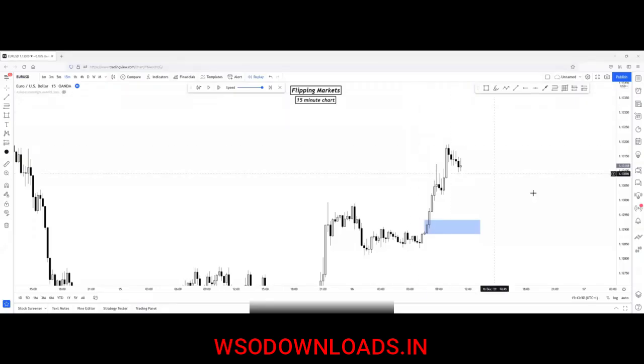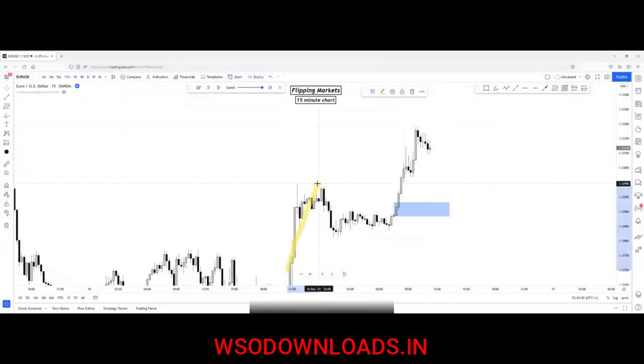Okay, let's see a live example for a change of character. As you can see in this region, price is moving in an uptrend, creating highs, lows, highs, potential lows, potential highs. So the expected order flow is bullish. This is the 15-minute chart. So as you can see, this was our last structural high point. This was the last structural low point.